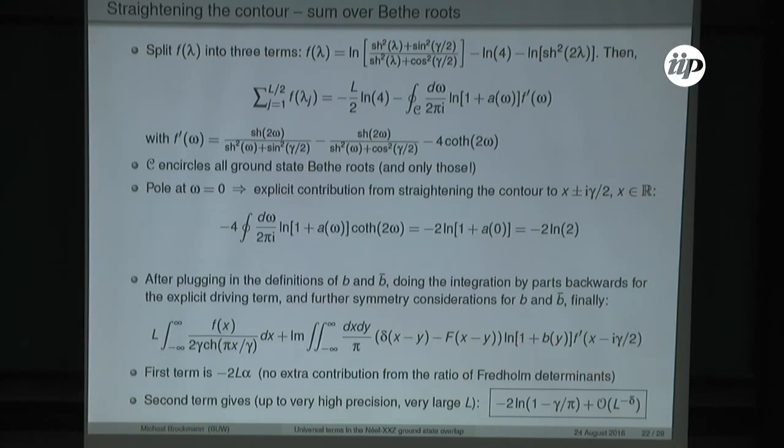Okay, and then we compute this. And the first term is just the extensive part. And the second term gives then for very large L and up to very high precision this numerical value, minus 2 times log 1 minus gamma over pi, for several gammas.